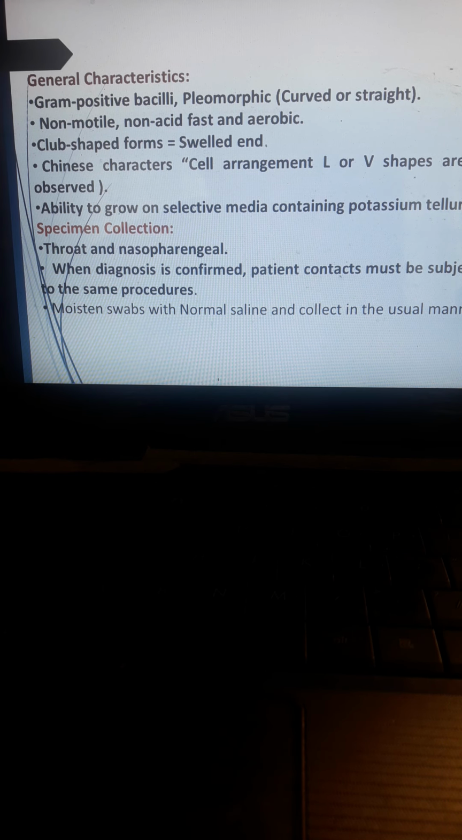So that is throat swabbing. When diagnosis is confirmed, the patient's contacts must be subjected to the same procedure. Moistened swabs with normal saline are usually used to collect the sample. So you do swabbing, just like getting a sample for coronavirus.